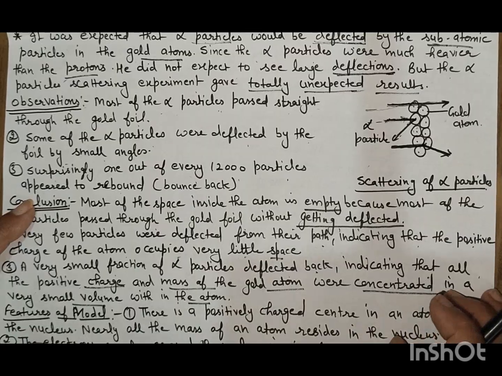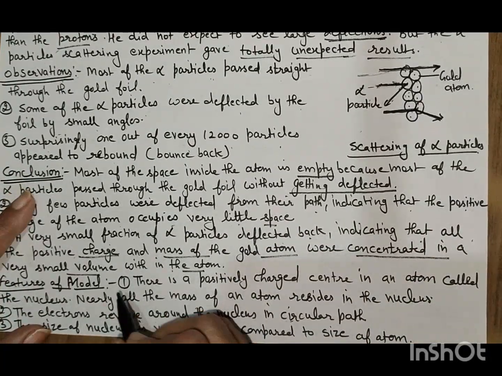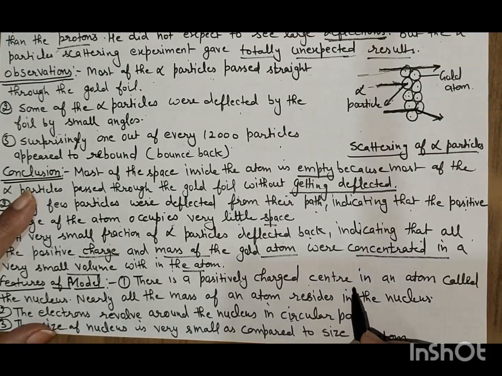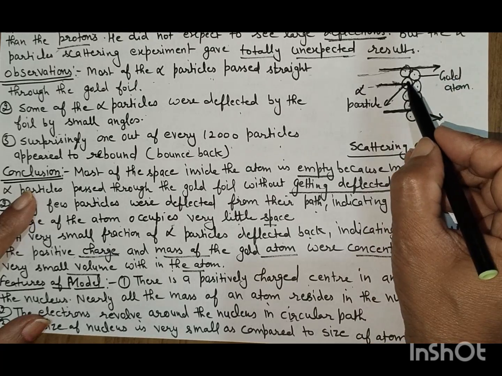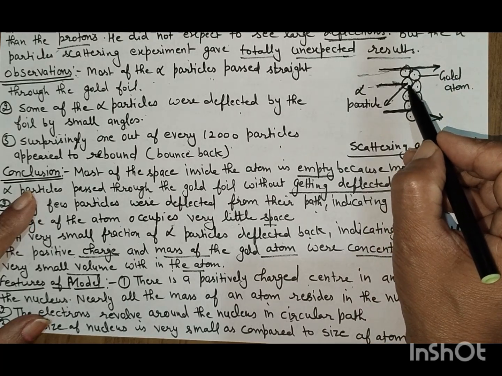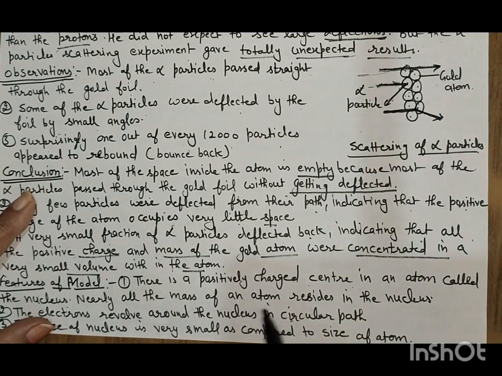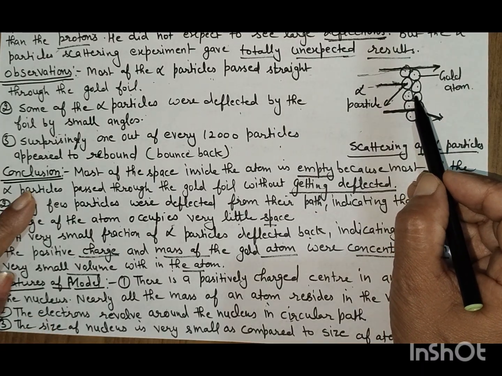Now, what was the feature of the model? Feature of the Rutherford atomic model. There is a positively charged center in an atom called the nucleus. In the center, there is a positively charged particle present and this is called the nucleus. Nearly all the mass of an atom resides in this nucleus.